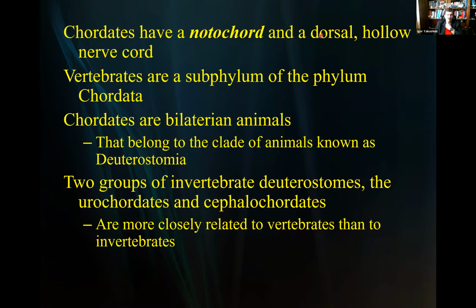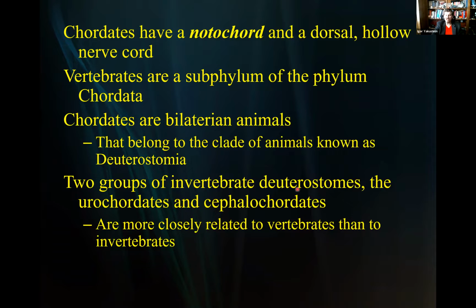Remember where the nerve cord was in insects and arthropods, in front. It was ventral. Now we're talking about the dorsal, right? Dorsal means on the back, and in our particular case, it's surrounded by the vertebral column. So once again, we are bilateral animals, deuterostomes. We are true coelomates. We do have a coelom.